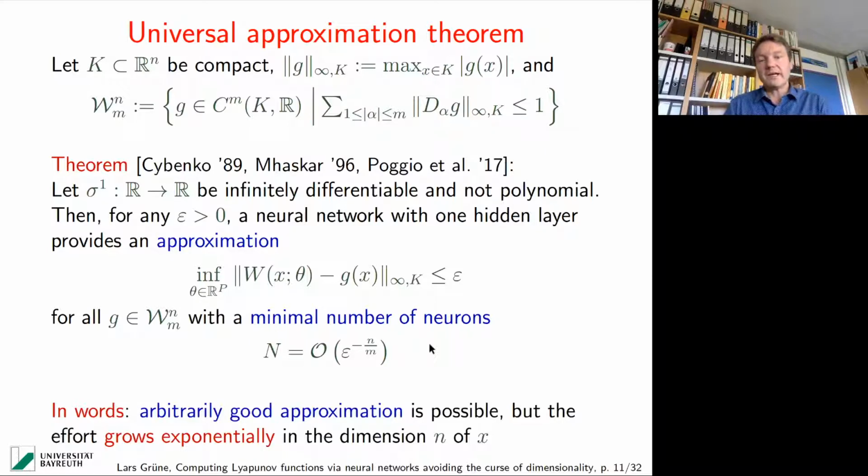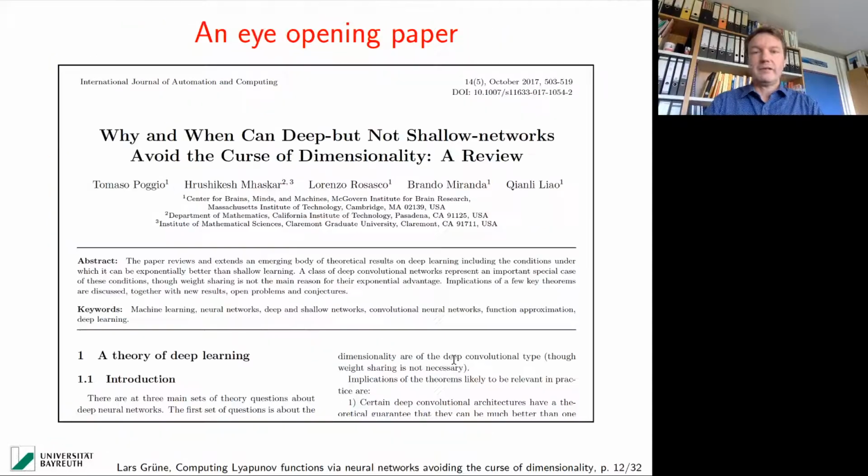So in words, we can get an arbitrarily good approximation with a neural network, even with only one hidden layer, but the effort grows exponentially in the dimension n of x. Right? So again, we have the curse of dimensionality, because this tells us here if n grows and we keep epsilon fixed, then the effort grows exponentially fast. So the number of neurons that we need in this layer become larger and larger, and they grow rapidly, right? Very, very quickly. And now the question is, and this is the paper I just mentioned, when is it possible to avoid the curse of dimensionality?